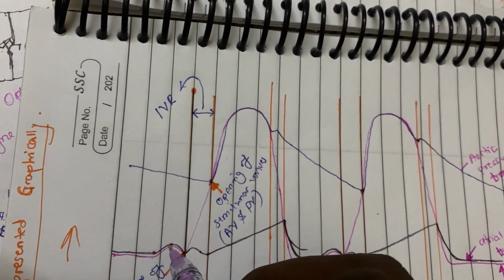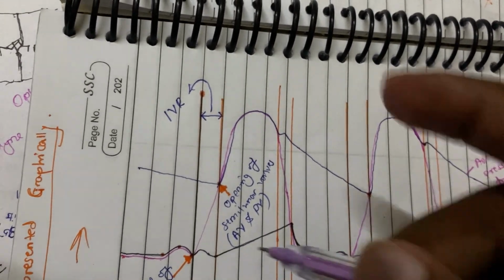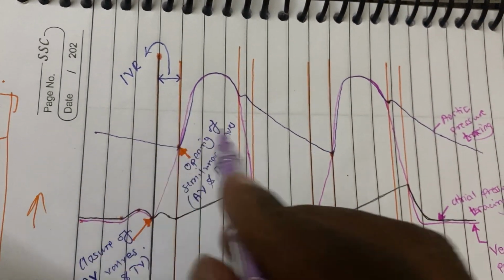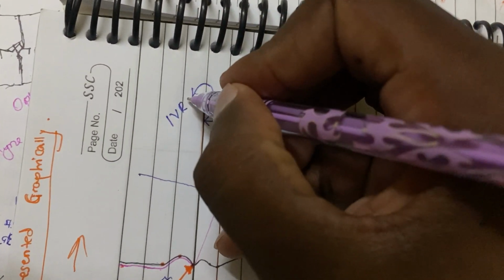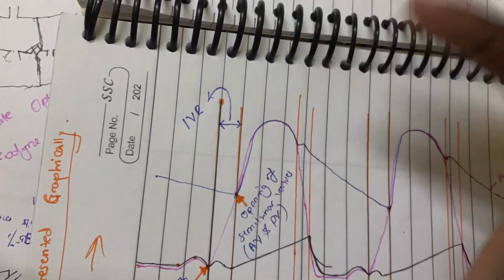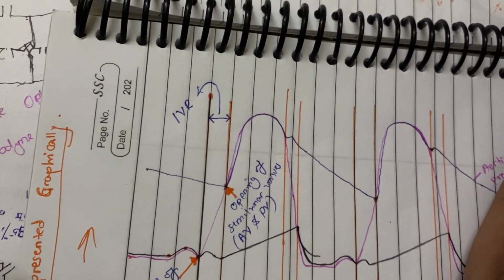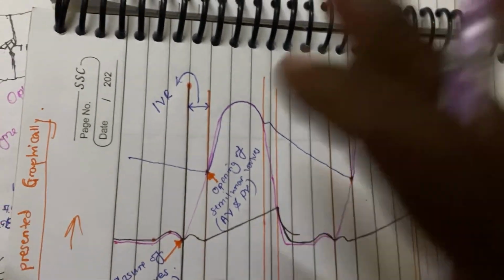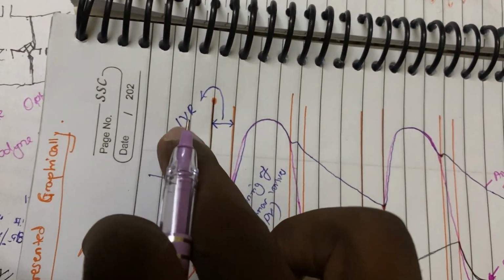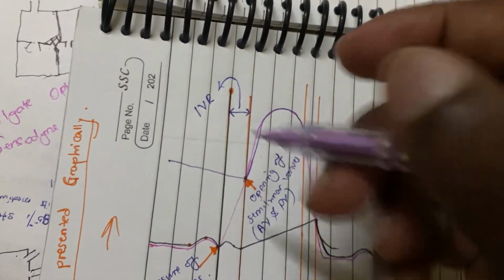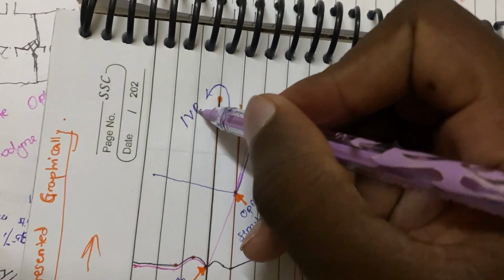We have seen atrial kick here. The next is isovolumic relaxation. And since this is time here on the horizontal, this is isovolumic relaxation time or phase. You can leave it like that. This is the phase here. I'm labeling it as IVR, isovolumic relaxation.